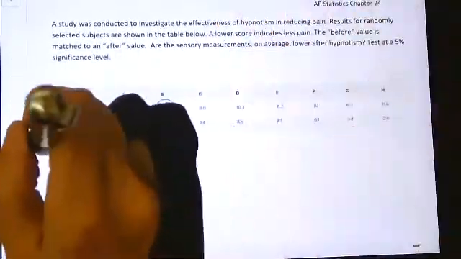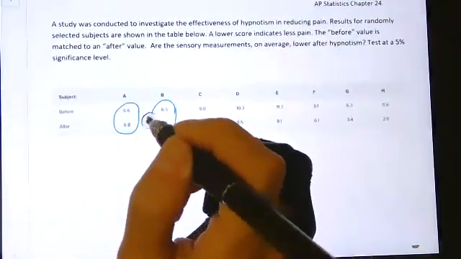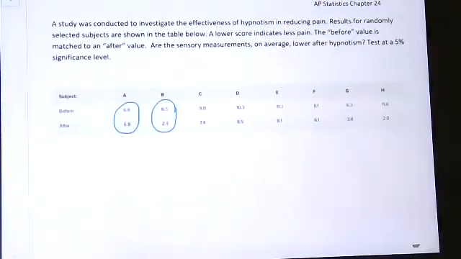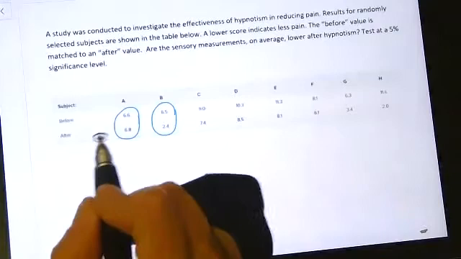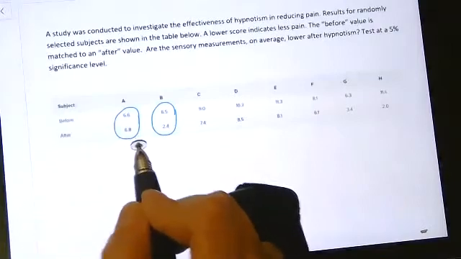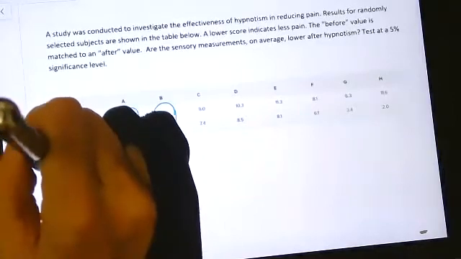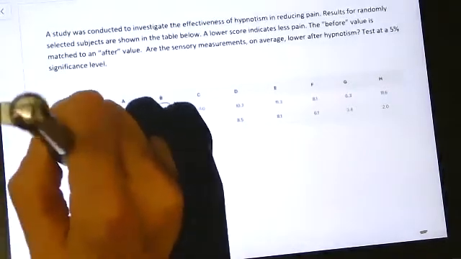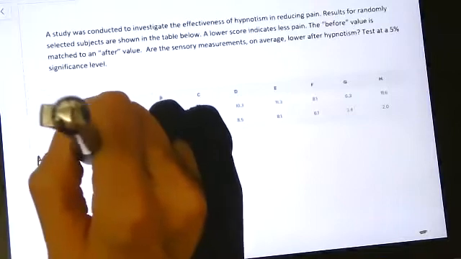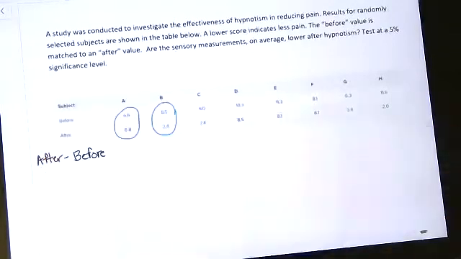So first thing that we need to do when we figure out that it's paired is we need to find the difference. You can find the difference in either order. So you can do before minus after or after minus before. It does not matter. I'm going to do after minus before, but it does not matter. It just will change the inequality sign that you use in the hypothesis that you're using. So we're just going to subtract all these.